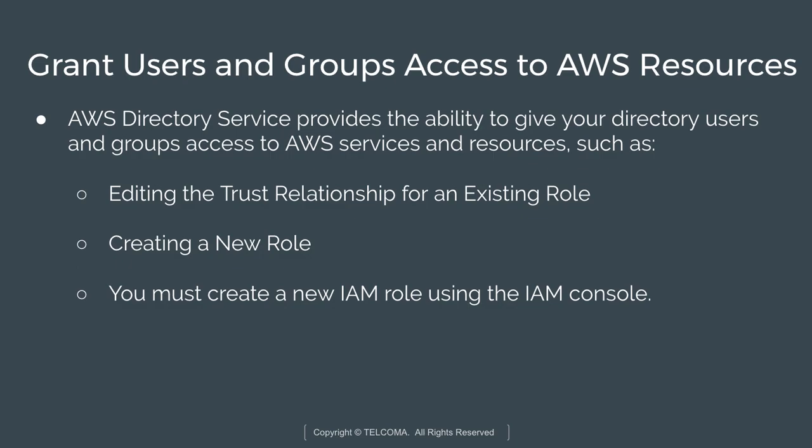AWS Directory Service provides the ability to give directory users and groups access, such as editing the trust relationship. We can create a new role; we must create a new IAM role using the IAM console. To do this, the role must have a trust relationship with the directory service. When we use AWS Directory Service to create a role, the trust relationship is automatically set up.